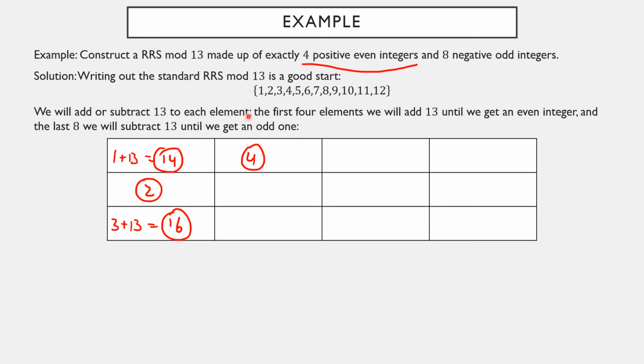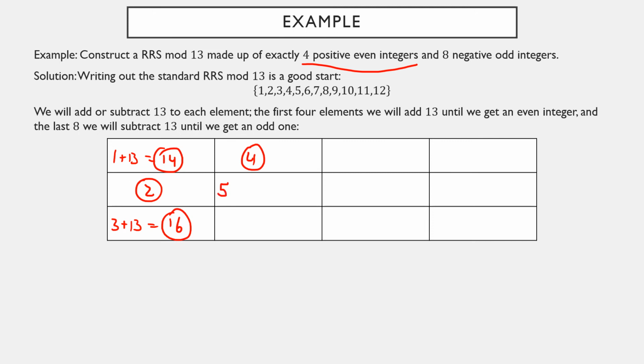And note, they correspond exactly to the residue system, to the residue classes. 1 is equivalent to 14, 2 was already picked, 3 is equivalent to 16, and 4 is just the same. So I kept these 4 equivalence classes and replaced them with positive even integers that are equivalent mod 13. So we're just going to keep going like that, except now we're looking for negative odd integers.